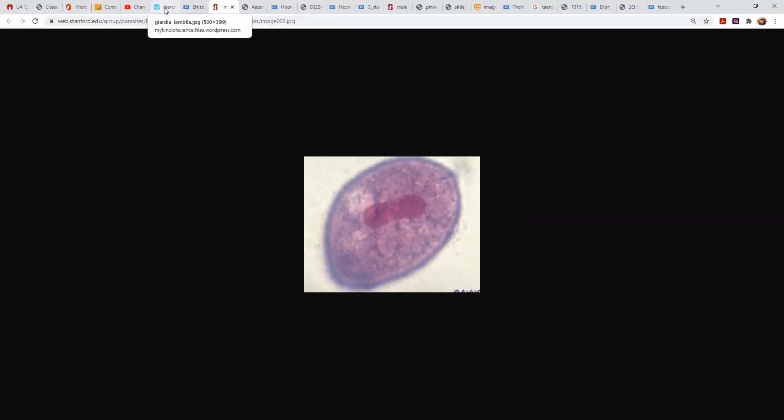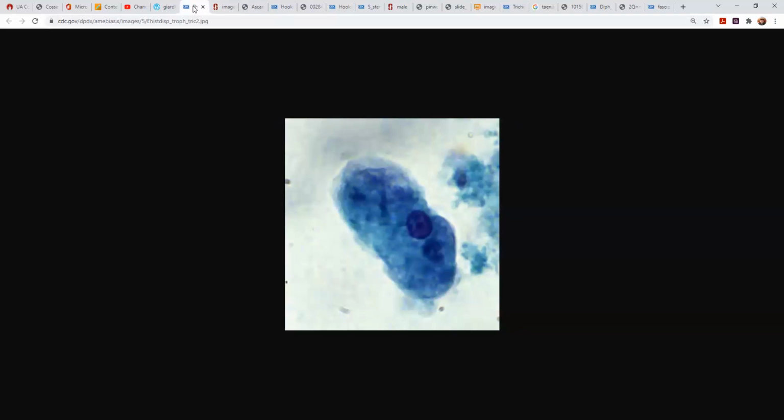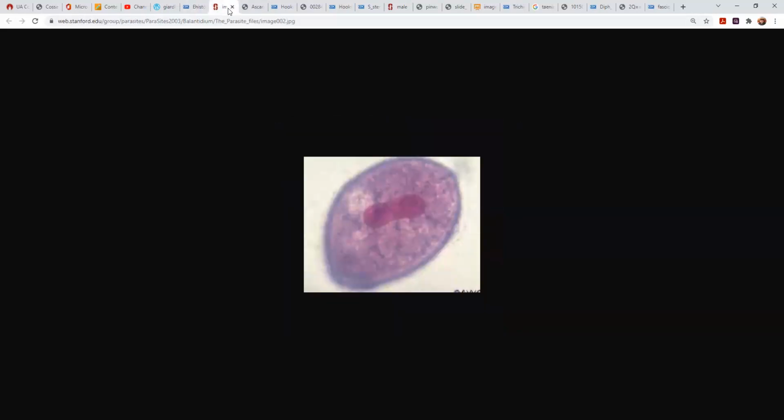So if we take another look, here's Giardia, again with those flagella that it uses to move through its environment. Entamoeba histolytica, which is an amoeba, and then Balantidium coli. Now we'll switch over and start taking a look at our parasitic worms. Our first one that we're going to look at here is Ascaris.